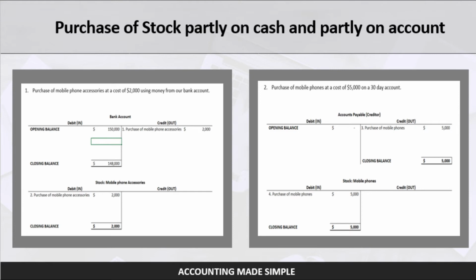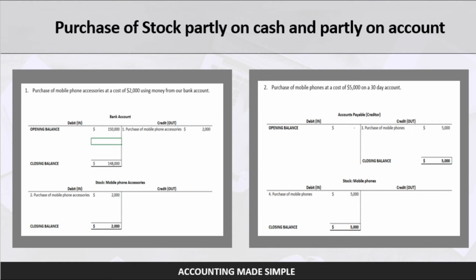Here you can see we have $2,000 going out of our bank account, so it's recorded on the credit side of the bank account. It also shows that we have mobile phone accessories coming in to our business. So the $2,000 is recorded as a debit, or an in, to the inventory mobile phone accessories account.